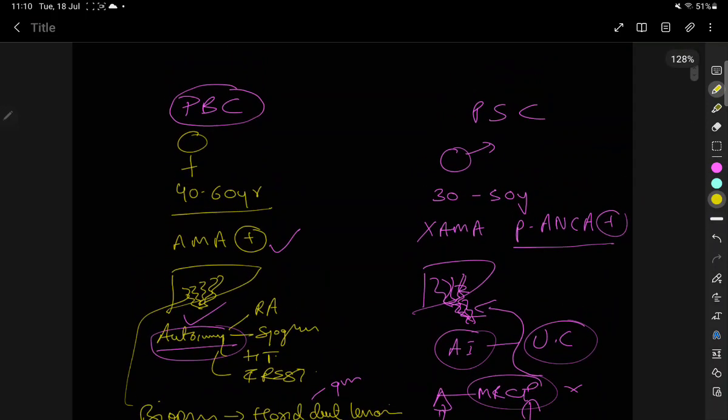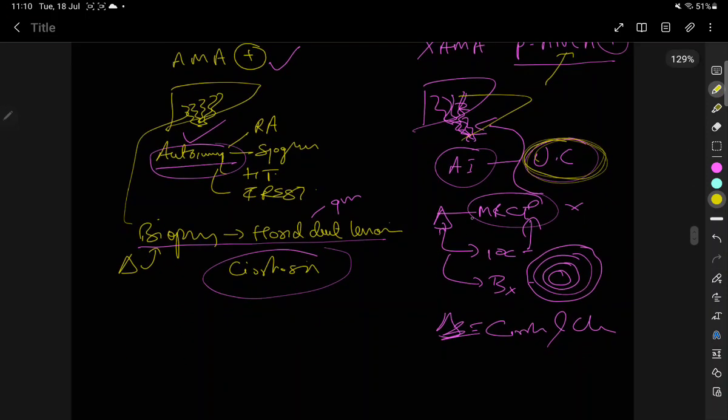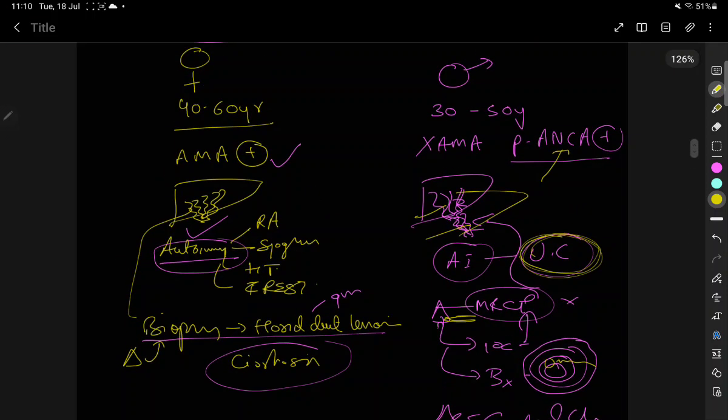Whereas the male, 30 to 50 years old, with no mitochondrial antibodies but p-ANCA positivity, intra and extrahepatic bile duct involvement, and only ulcerative colitis as an autoimmune disease, can show intra and extrahepatic bile duct involvement on MRCP. Biopsy will show an onion skin appearance, and in the long term the patient can develop cirrhosis and cholangiocarcinoma.